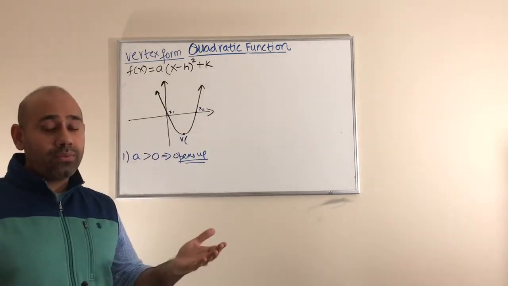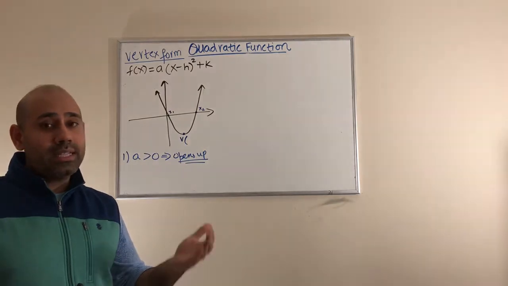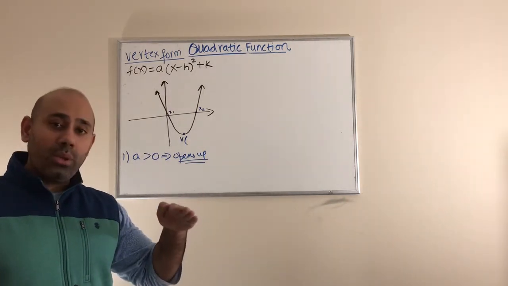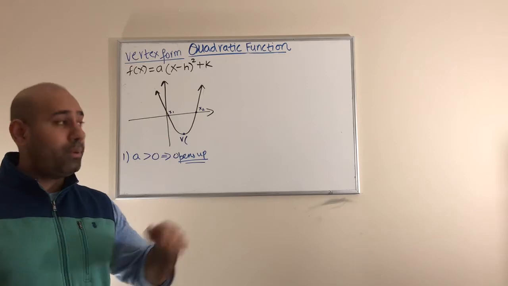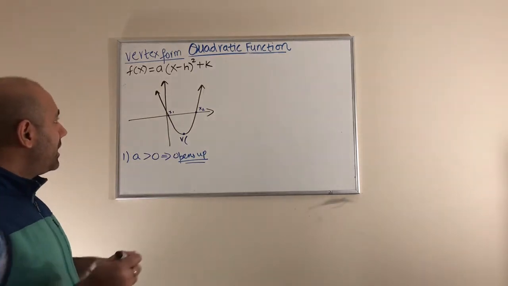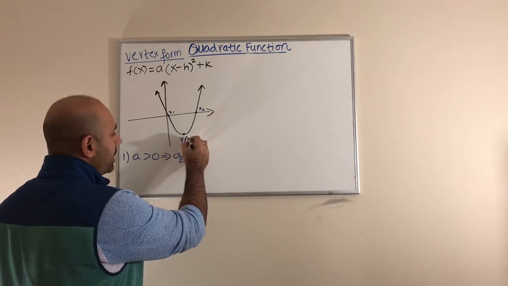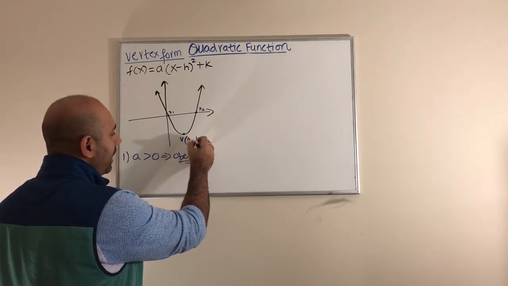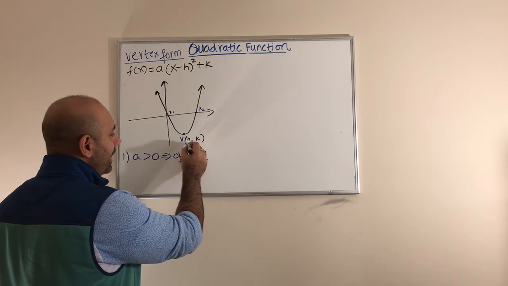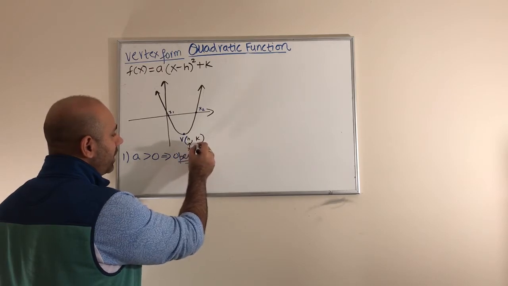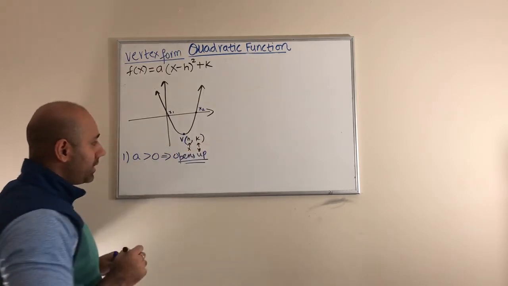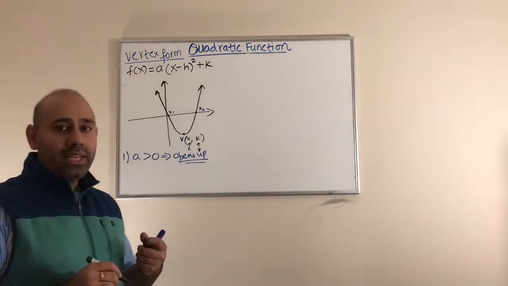The other idea for identifying the vertex is that it is the minimum, or the lowest point, when the graph opens up. So that point is the vertex, and the coordinates for the vertex are given by h and k. h is the x coordinate of the vertex, and k is the y coordinate of the vertex. Now how do we calculate h and k?